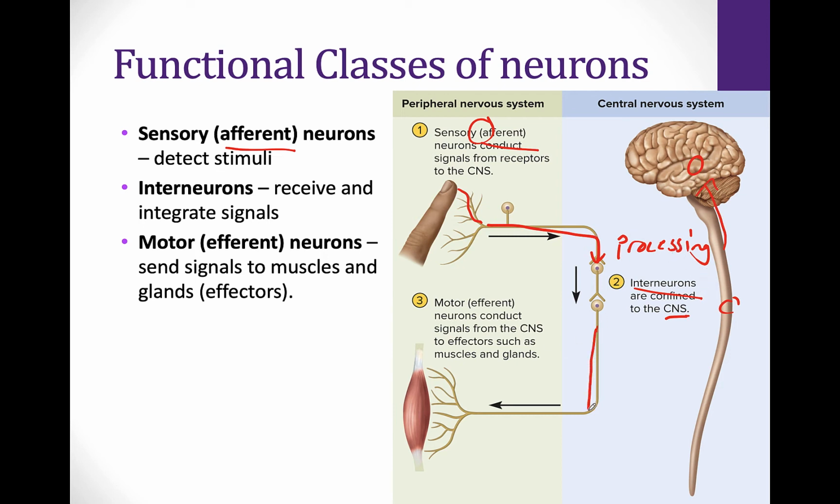And then eventually a signal is sent in response to a motor or efferent neuron. So remember, A comes first and then E comes after A. So that's how I remember afferent versus efferent. So a motor neuron is going to signal a gland or a muscle to have some kind of physical response to the stimulus that we received.